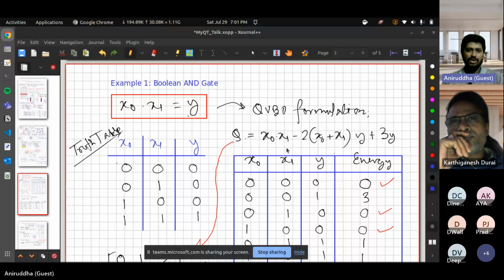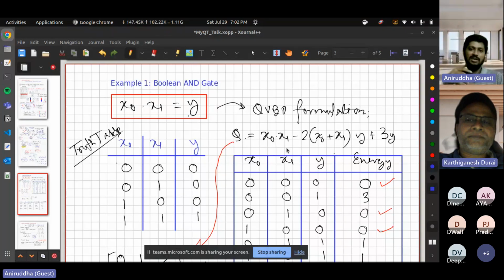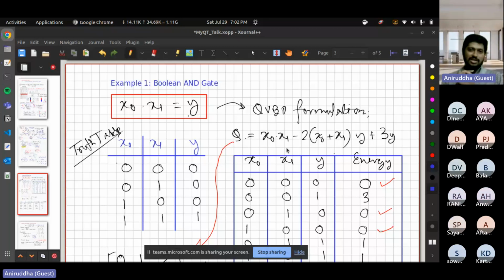Okay. So today I'm having 3 examples. Those examples are definitely not NP problems. These are very easy problems to solve, but they will give you some idea of how to solve a problem using quantum optimization. Yeah, that was the agenda of this talk, the formulation approach. Okay, so let's start with the first example. It's a Boolean AND gate problem.